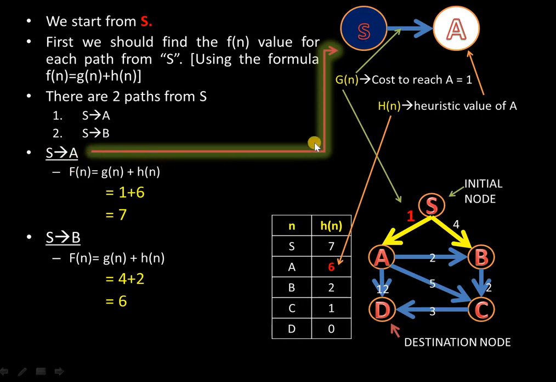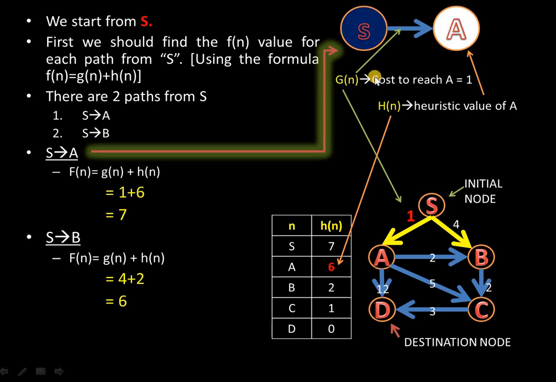And for this, how can I calculate the f of n value? As we all know, the concept is f of n is equal to g of n plus h of n. That is a formula, and here is how it is applied. If we are taking s to a, this node is there. So how can we find the f of n value of that particular path?